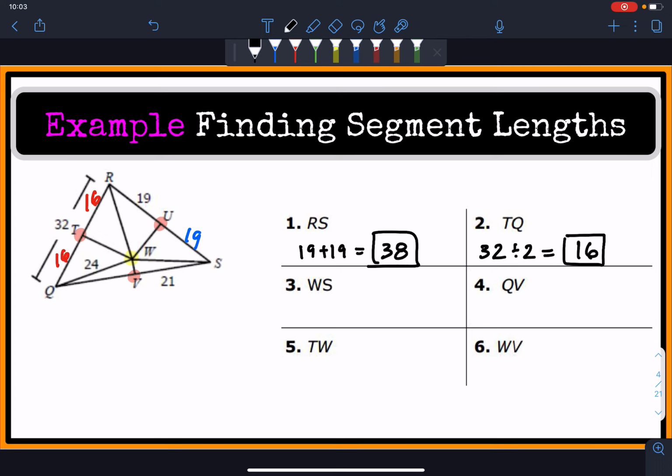Now let's look at the distance from W to S. Well, W again is the circumcenter. So W to any of the vertices, let me highlight the vertices, any of these vertices is going to be equal distance. So if the distance from W to Q, as you see right here, is equal to 24, that means that all of the distances from W to the vertices are all going to be 24. So W to S is 24, and W to R is also going to be 24.